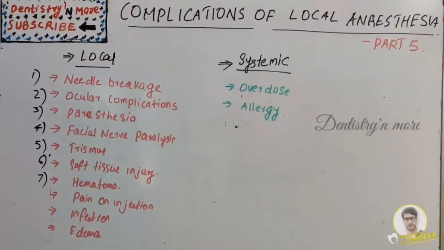So prevention is understanding the proper anatomy of the nerve and its surrounding structures. Use shorter needles for the posterior superior alveolar nerve. Then minimize the number of needle penetrations. Never use a needle as a probe in the tissue.